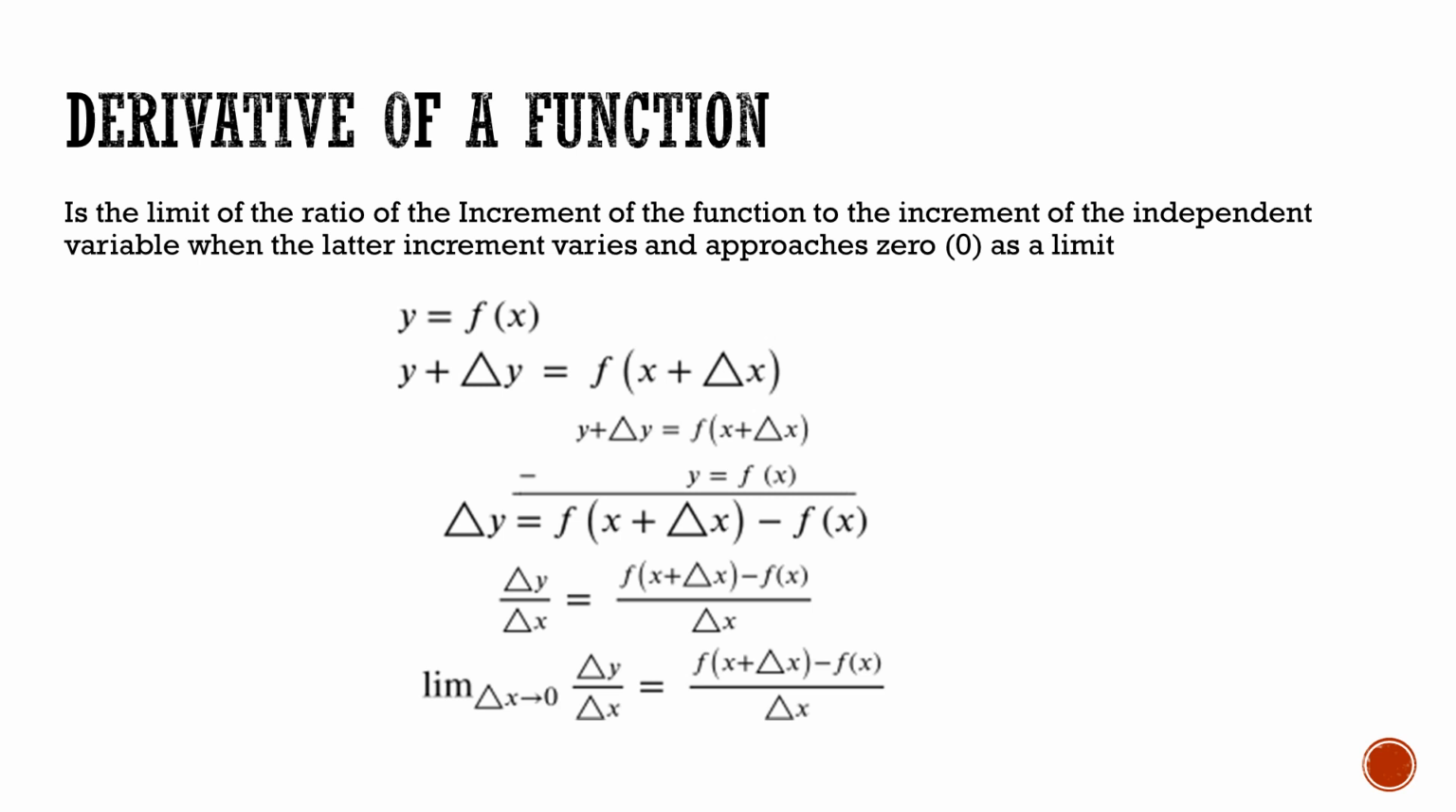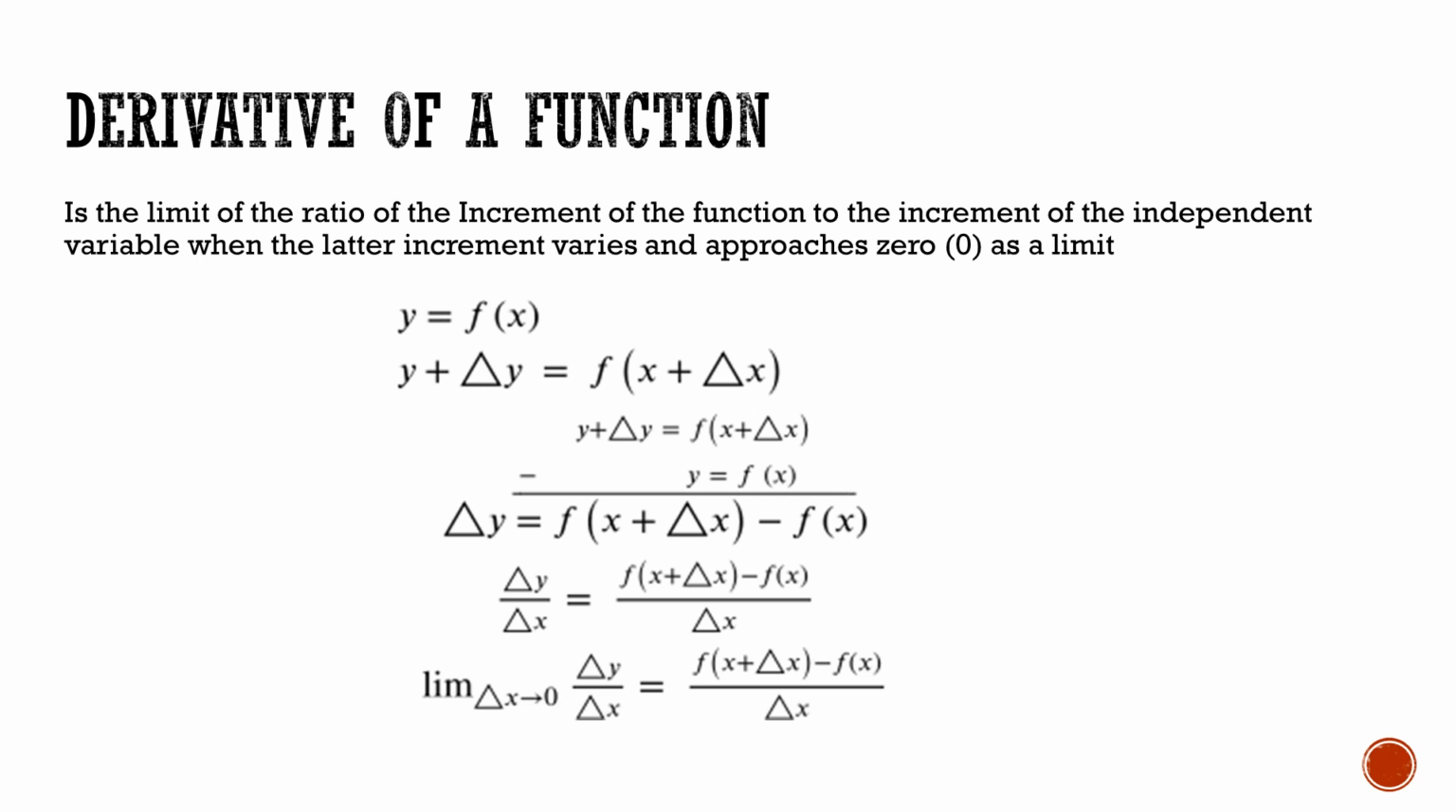And then from that, we are going to subtract the newly formed equation from the original one. So y plus delta y is equal to function of x plus delta x, minus y is equal to function of x. And by this, we will arrive with the function of y, or delta y, in terms of x and delta x. So delta y is equal to function of x plus delta x minus function of x.